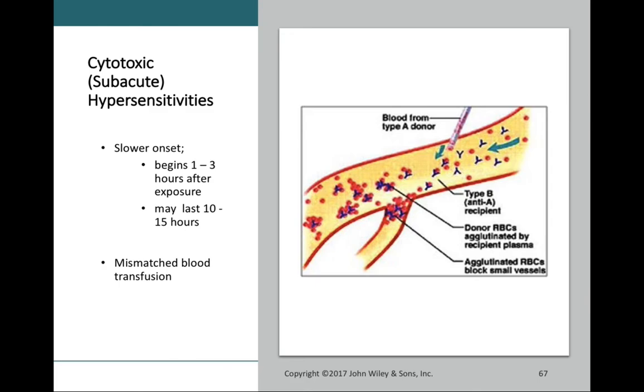Cytotoxic hypersensitivities are also known as type 2 reactions. We typically see these types of reactions in the case of a mismatched blood transfusion. If you're an A individual, you have the A antigen and the B antibody. And if we start administering B-type blood, the newly administered B antigen is going to interact with your B antibody. This generally does have a slower onset, however it does last a bit longer than the immediate hypersensitivities do.